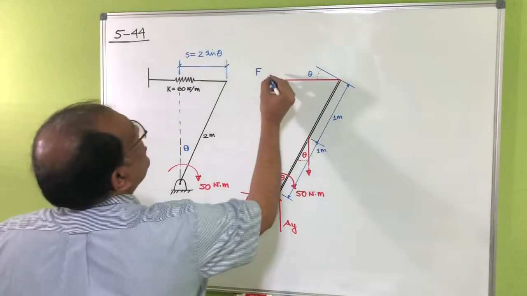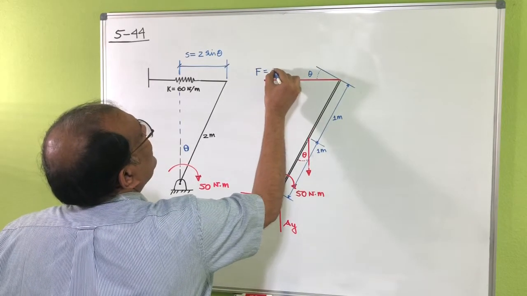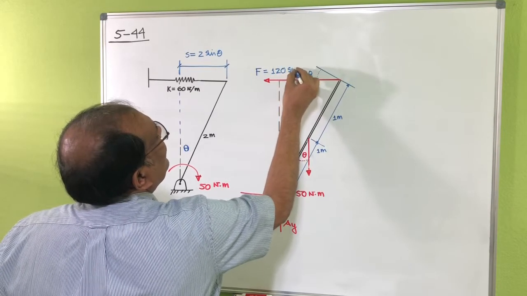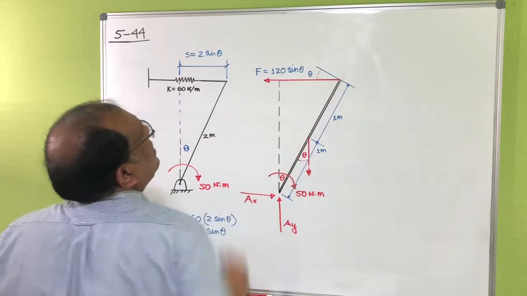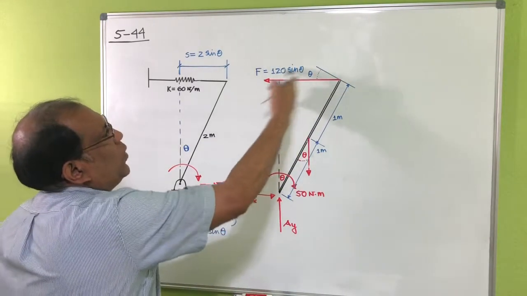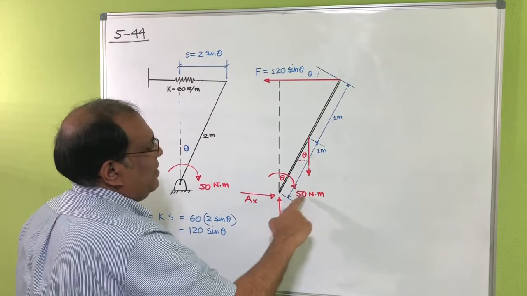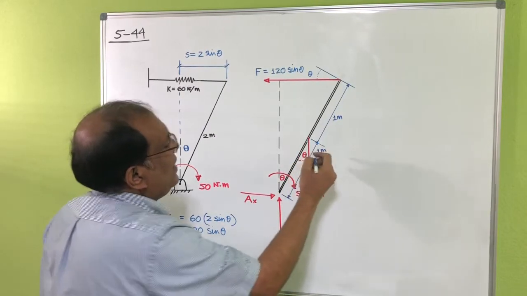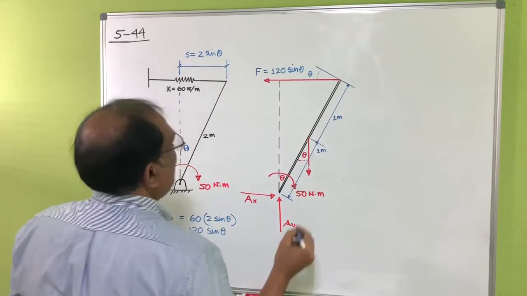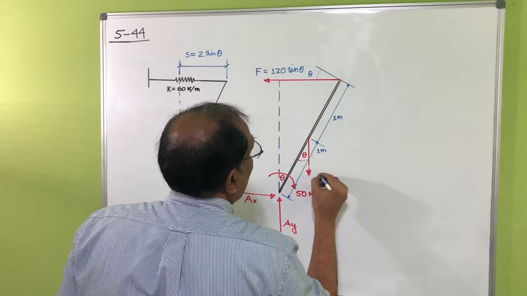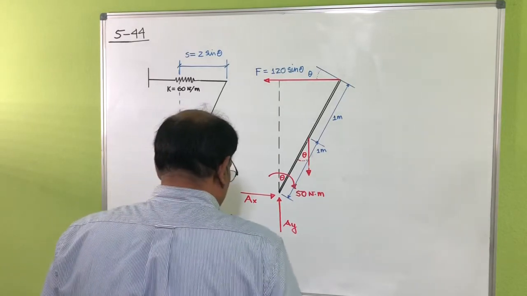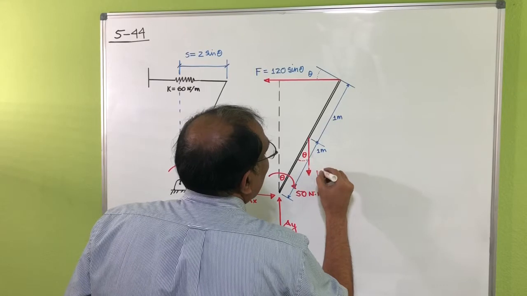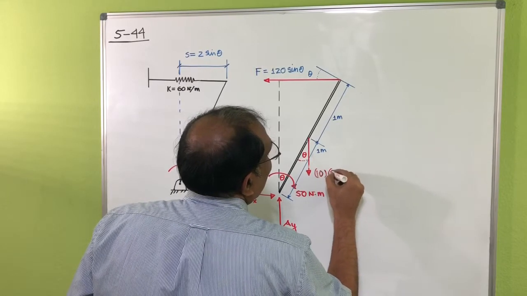So this one here is basically 120 sine theta. That's the force working here. And here is like 50 Newton meter. We have to find out the theta here. And this is the weight of the beam, which is 10 kg. So that would be actually 10 into 9.81.